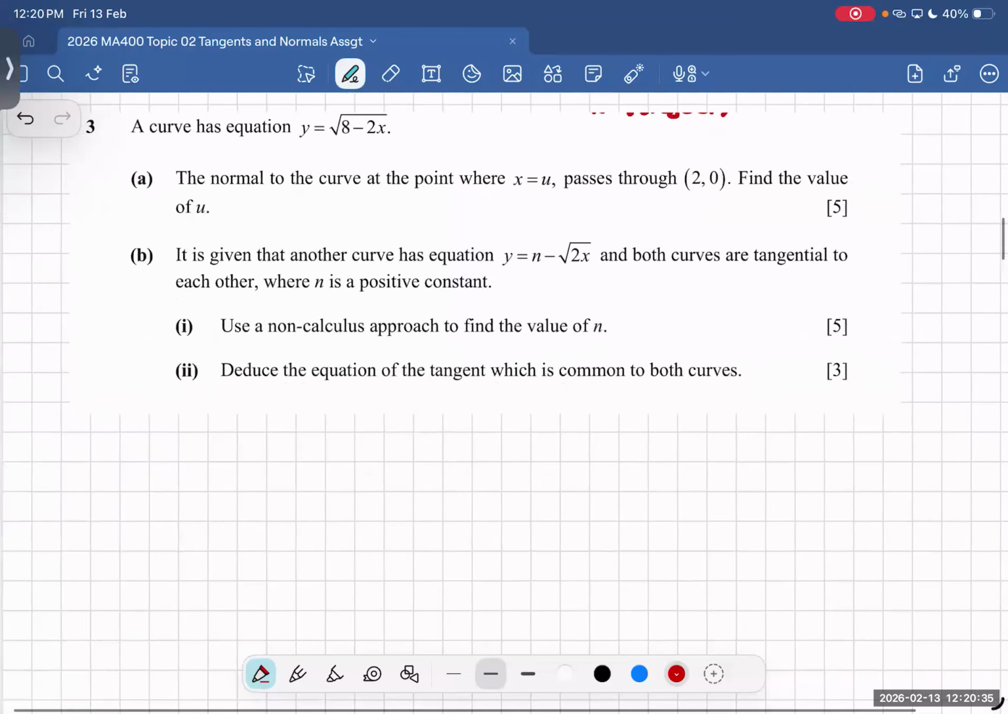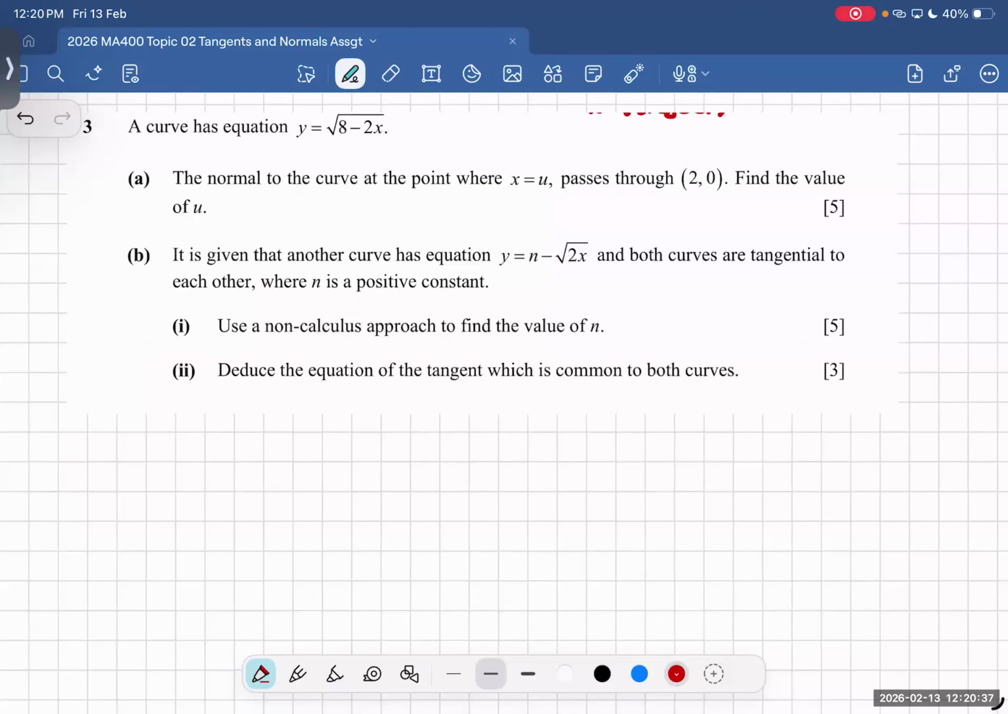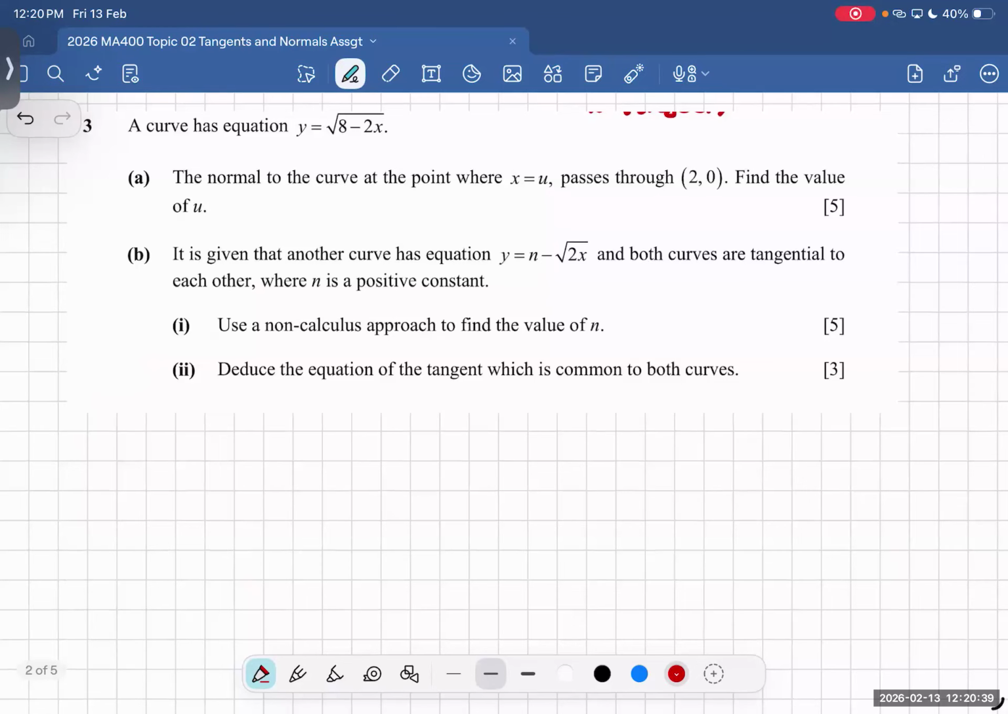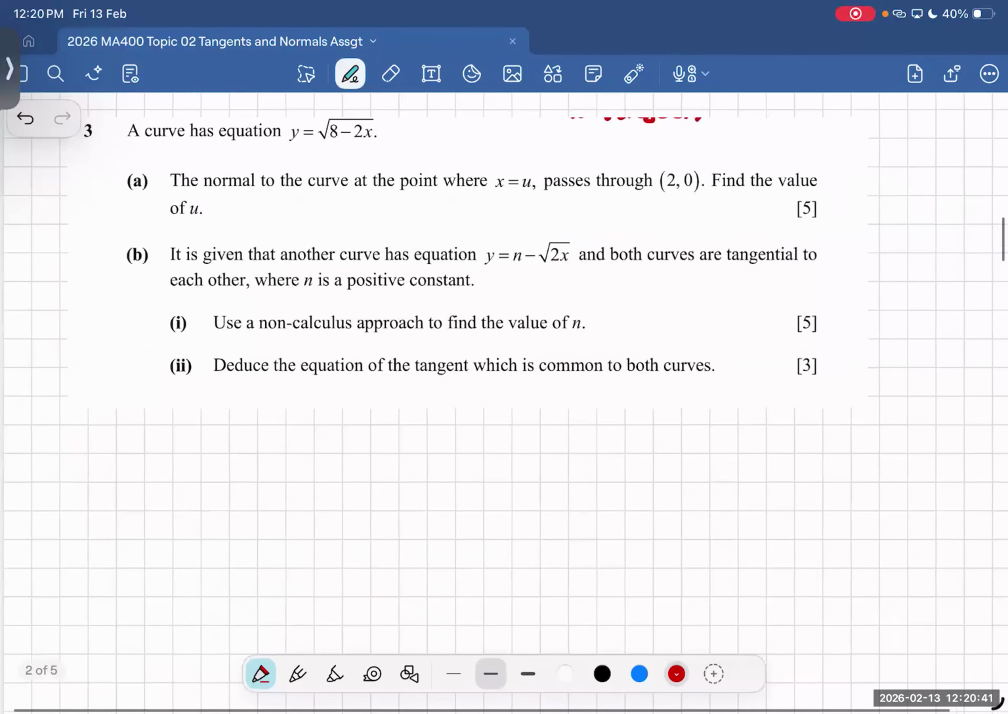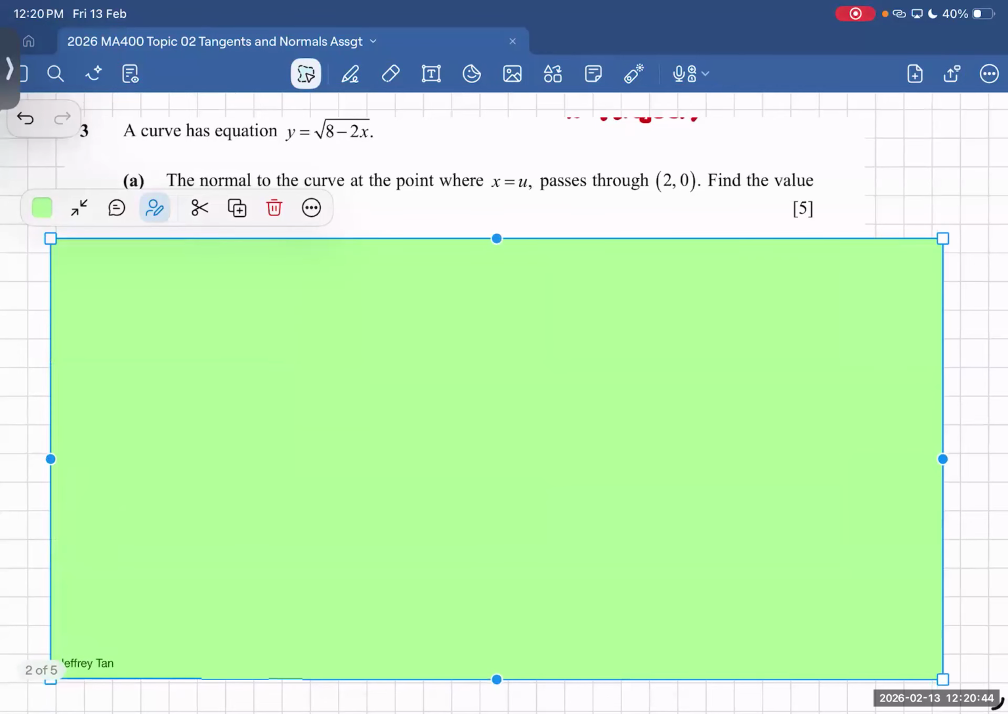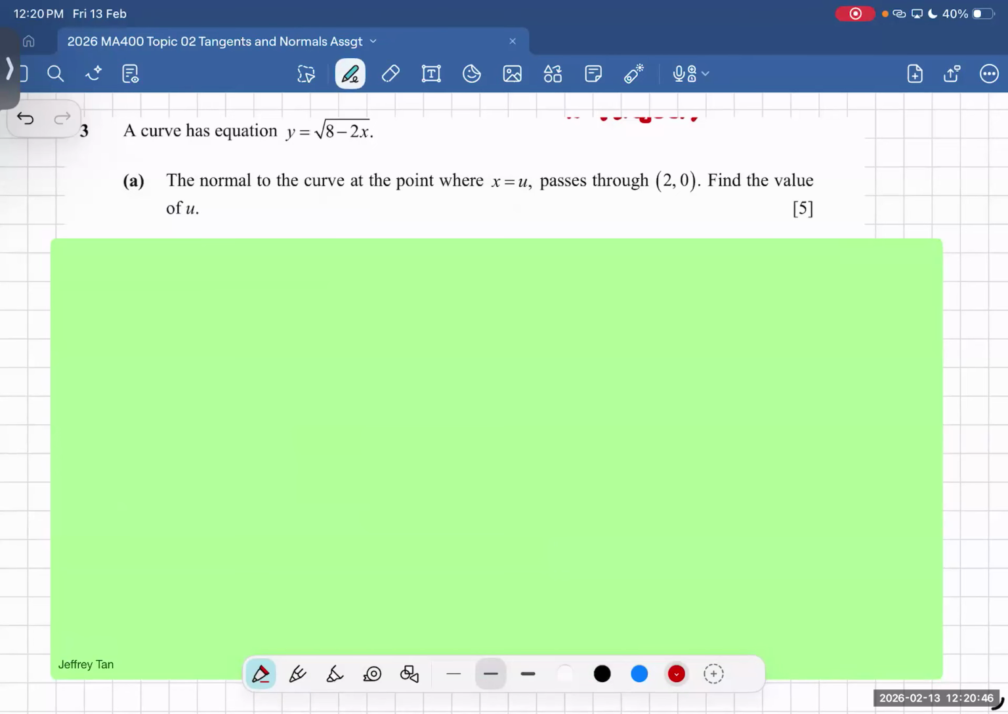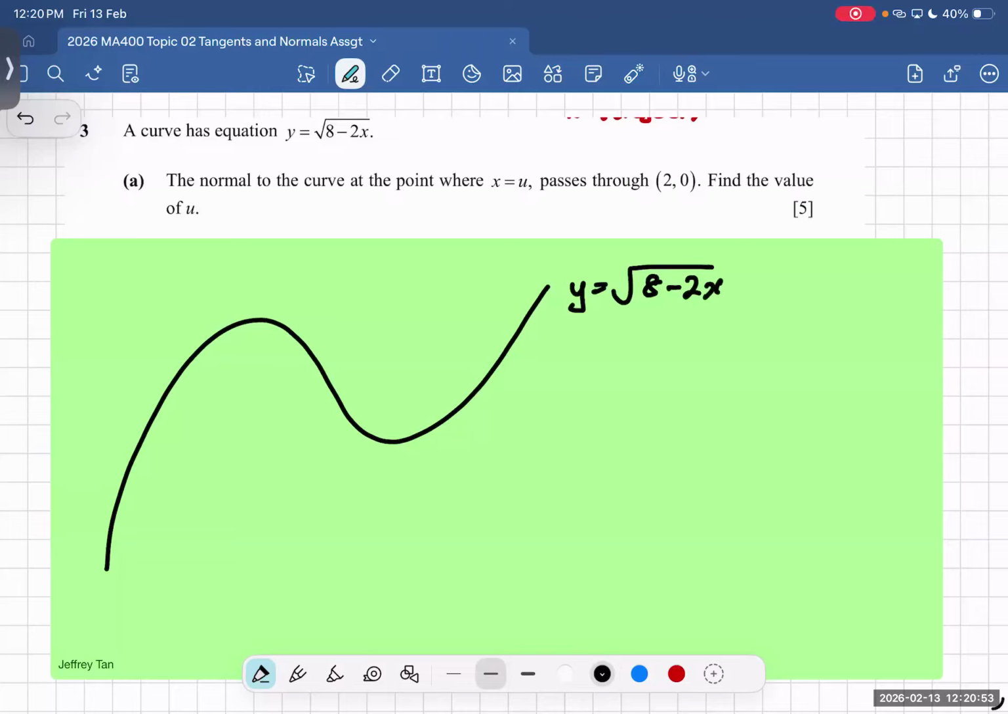Okay, so first, go through 3A. Let me go through very quickly. Now the normal to the curve where x equals to u. Now I just anyhow draw a curve. Because I can't visualize, my curve is going to be wrong, but it doesn't matter so much. So here, I put in the point. What's the coordinate? What am I missing? I'm missing u.